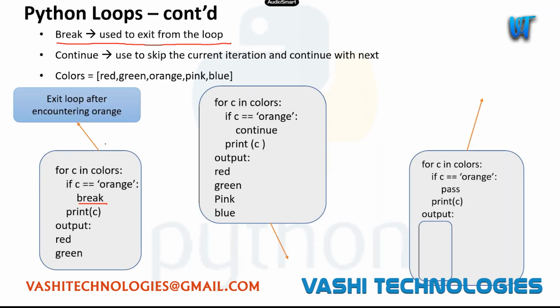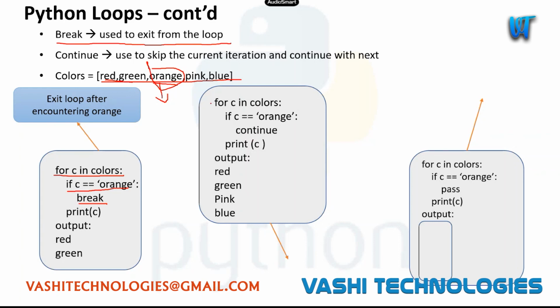If you see these conditions here, we have colors defined: red, green, orange, pink, and blue. For c in colors, if it encounters orange, then this will break the loop. So the output in this case will be red and green, because the third item here is orange and the loop will be terminated when it encounters orange.